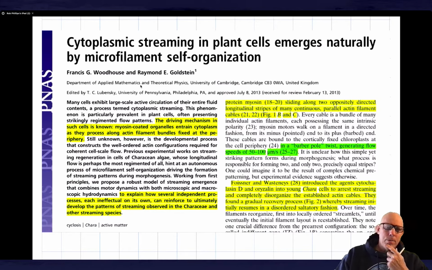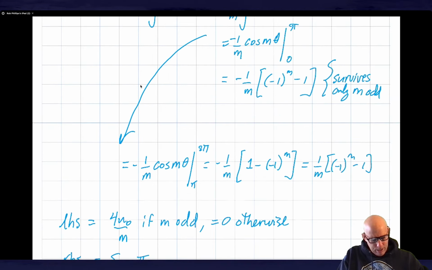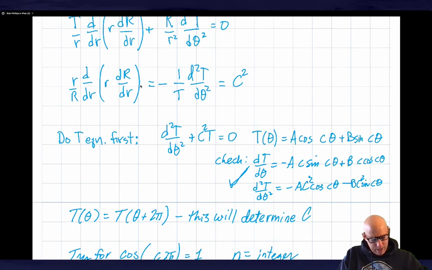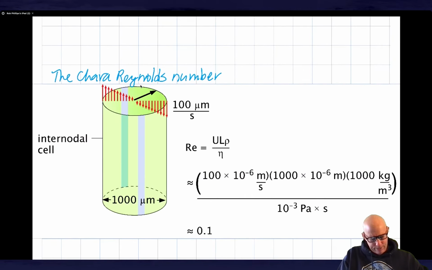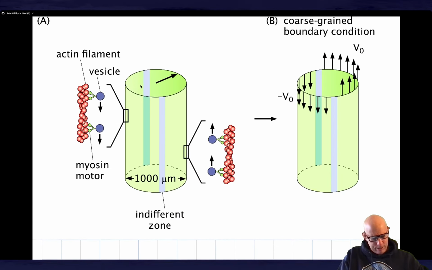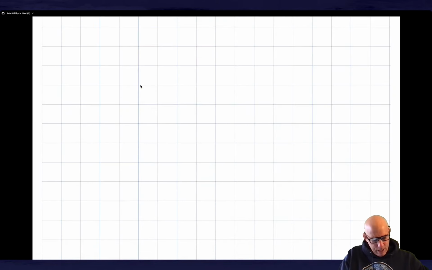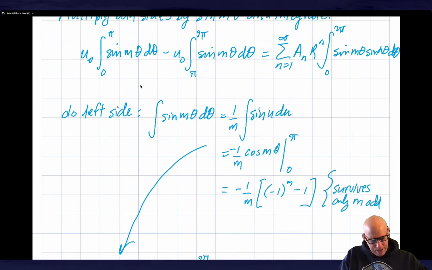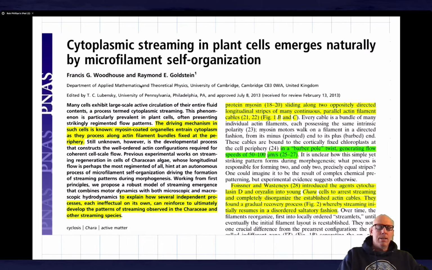So the goal of this paper was, we earlier already talked about the flows within Chara, and I gave a superficial analysis of how those flows are created by these boundary conditions. Let's see here. So you can see on the right-hand side, these are the boundary conditions. And what I want to do now is talk about the emergence of the order, the actin and myosin, that gives rise to those flows.